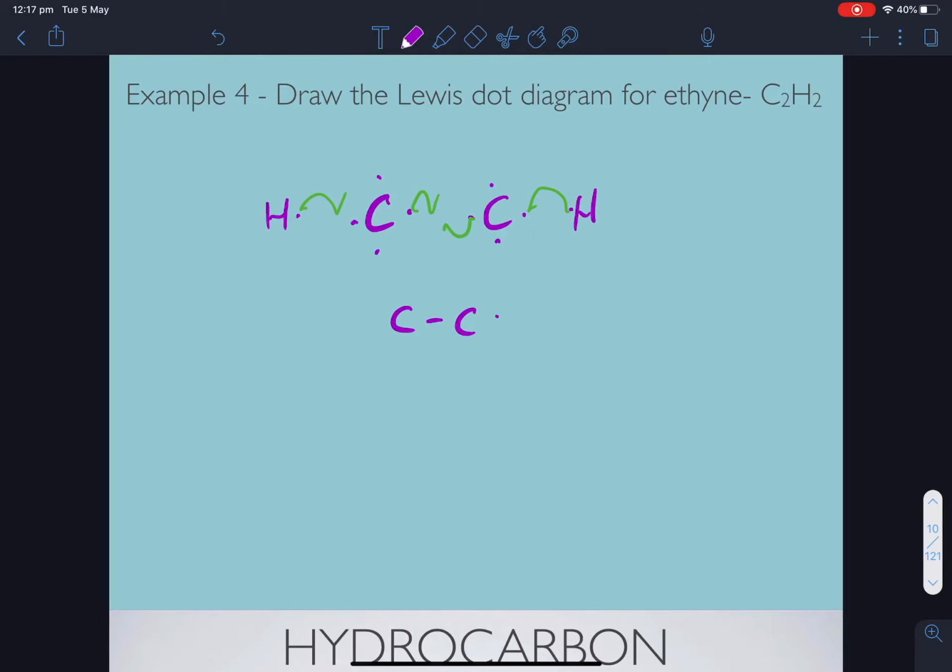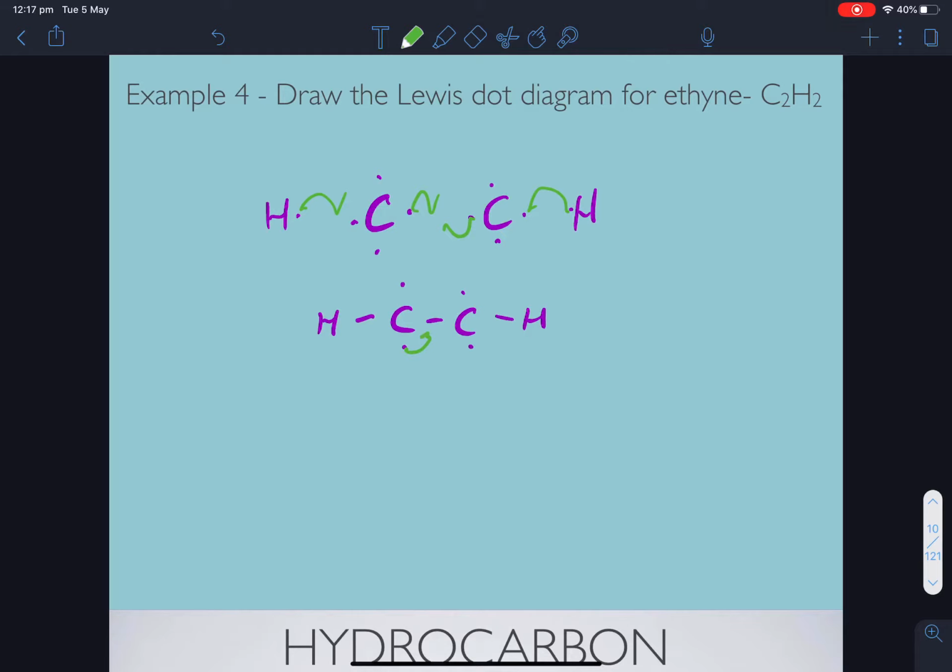Carbon, single bond to the hydrogen, and we've got 1, 2, 3, 4. Okay, hydrogens are happy. They've got their 2 1s orbital electrons in that single bond, but each carbon there has got 2, 4, 5, 6 electrons. It's not happy. It's going to want to share some more. Let's put some more in between them.